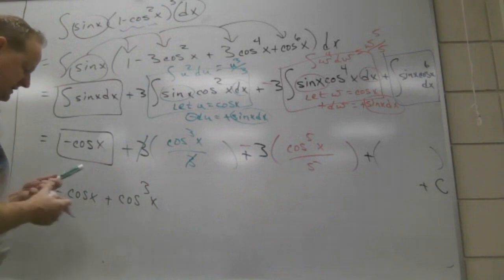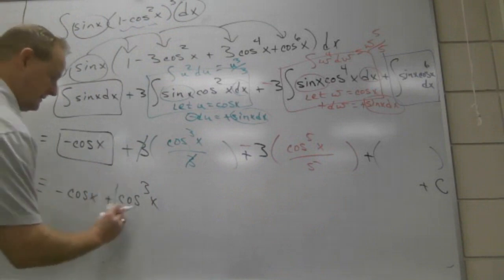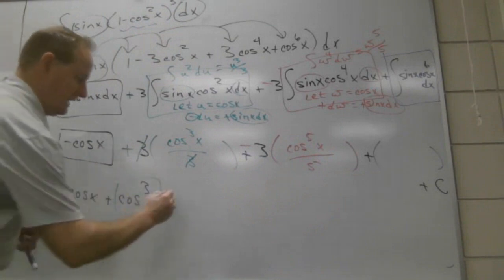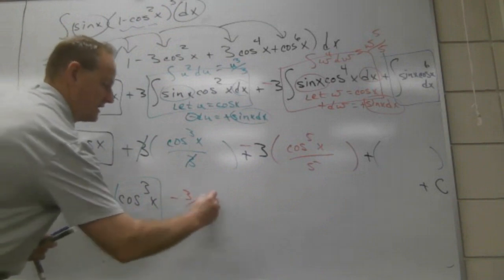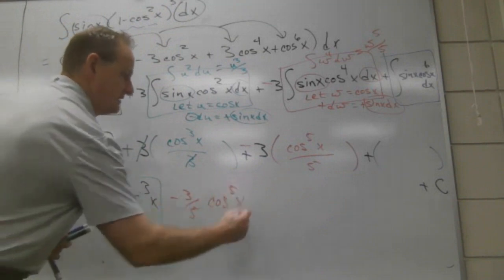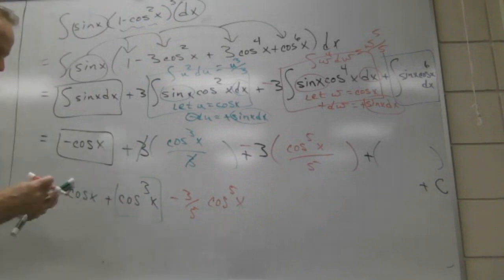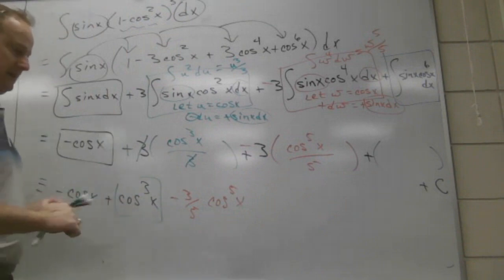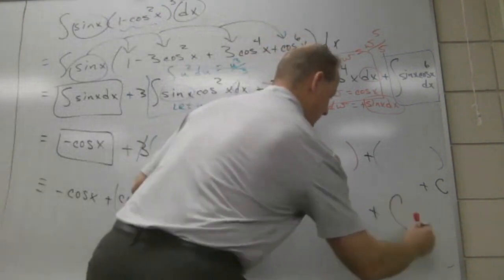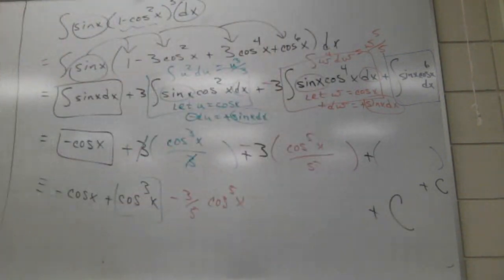I should have done that in red. So it's minus 3/5 cosine to the fifth of x, right? Not worrying about the plus c because I'm going to have it at the end. Okay. In fact, I'm going to put it there now so I don't forget it.